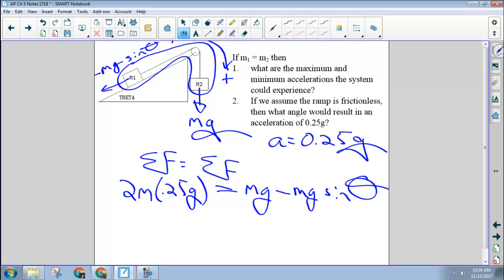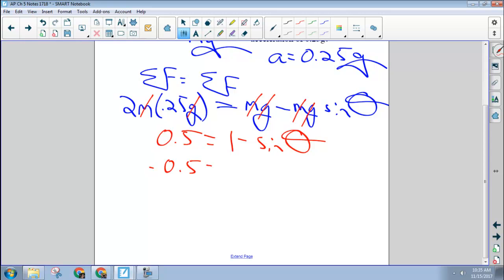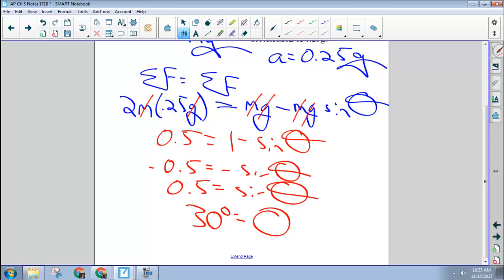Okay, all right, so let's solve this thing. My m's all cancel. My g's all cancel. So I'm now looking at this equation. 2 times 0.25 is 0.5 equals 1 minus the sine of theta. Subtract 1, and you get negative 0.5 equals negative sine theta. 0.5 equals sine of theta. 30 degrees equals theta.